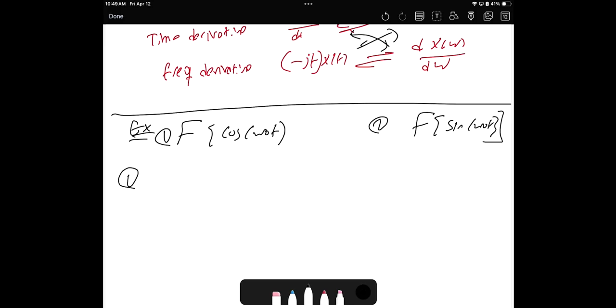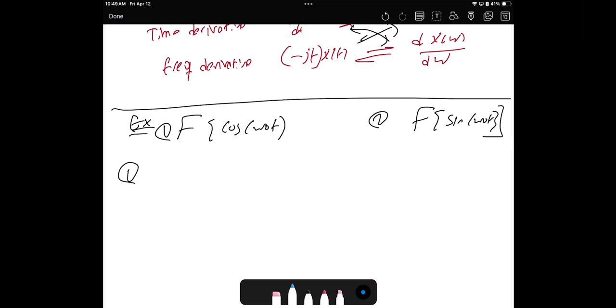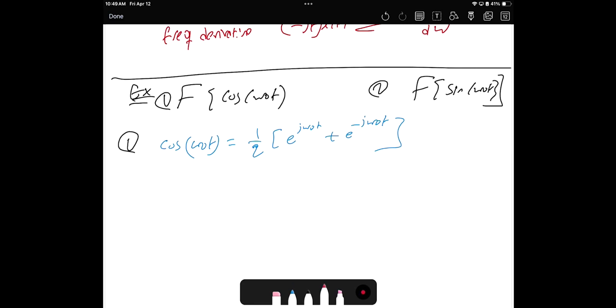As we know, for cosine, we can use the Euler formula, such that cosine omega naught t equals 1/2 times e power j omega naught t plus e power negative j omega naught t. Right? That's what we know using the Euler formula. If you don't know exactly this, you need to recall the Euler formula. And recall, when you take the Fourier transform of 1, a constant, it will be 2 pi delta of omega.